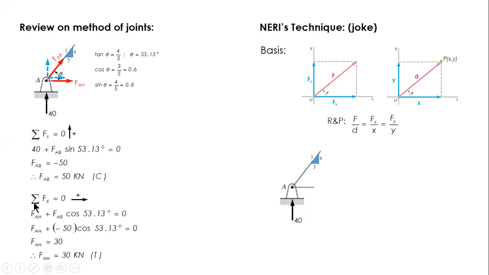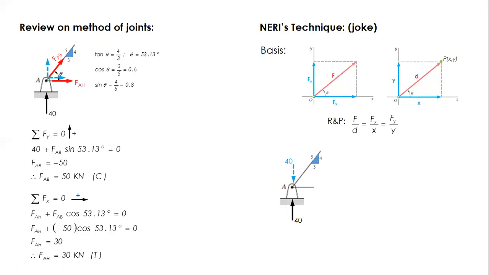Ang basis is this. Summation of force sa x equal to 0. Which means na the total force directed to the right must be equal to the total force directed to the left. Same with y. The total force directed upward should be equal to the total force directed downward. So for joint A, kay 40 na upward reaction, this will be balanced by the vertical component of EB. And since upward ni downward siya, and the magnitude is 40 also, para balance.